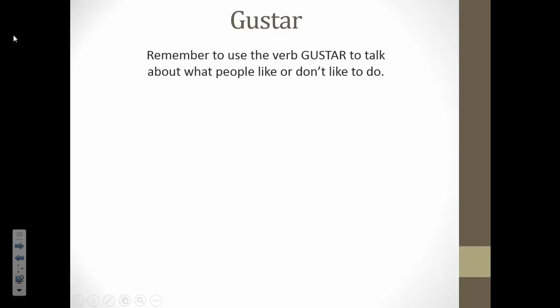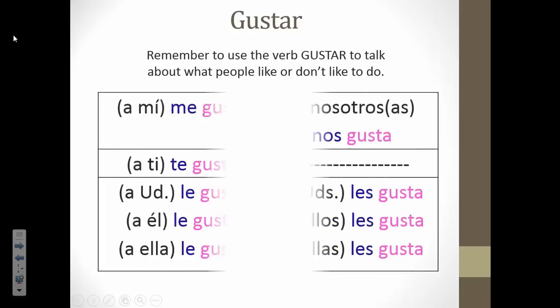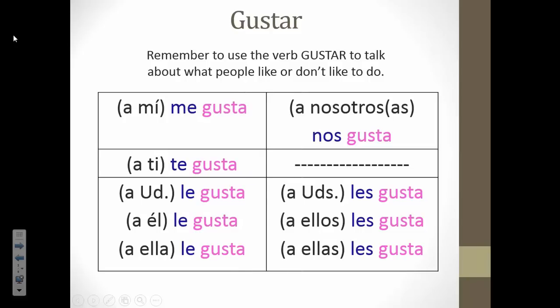Okay, remember to use the verb gustar to talk about what people like or don't like to do. As you recall, when you want to say I like, you say me gusta. Now you can also say a mí me gusta. Two ways, right? Me gusta by itself or a mí me gusta before the me. Okay? If you want to say you like, te gusta. Another way is a ti te gusta. If you like formal, le gusta or a usted le gusta. He likes, le gusta, or a él le gusta. Notice if you say él, you have to put the a before it. And she likes is le gusta or a ella le gusta.